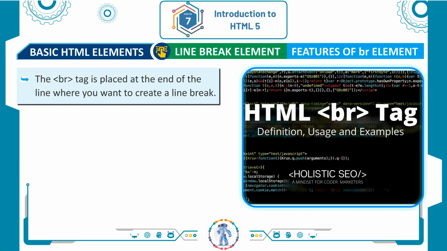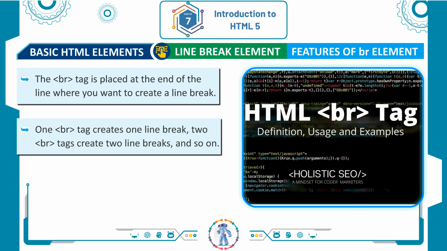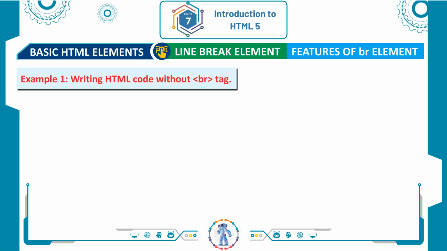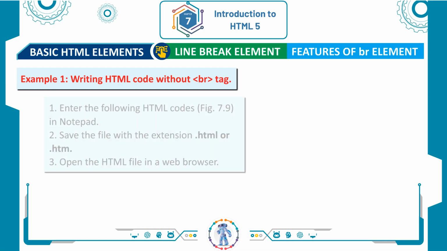The <br> tag is placed at the end of the line where you want to create a line break. One <br> tag creates one line break. Two <br> tags create two line breaks, and so on. Let us understand the use of the <br> tag with the help of the following examples. Example 1. Writing HTML code without the <br> tag.